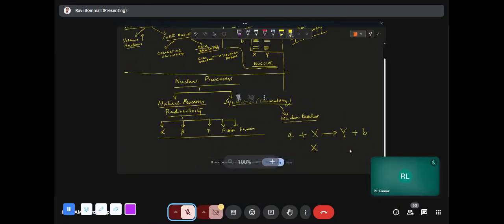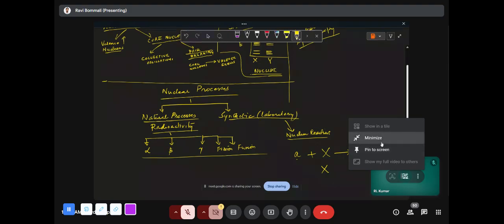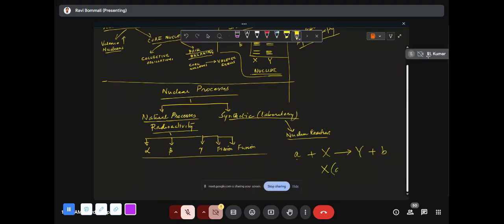I'll tell you. One second. You can represent this reaction as X(a, b)Y. Which means that when you make X incident with a, you get the products Y and b.